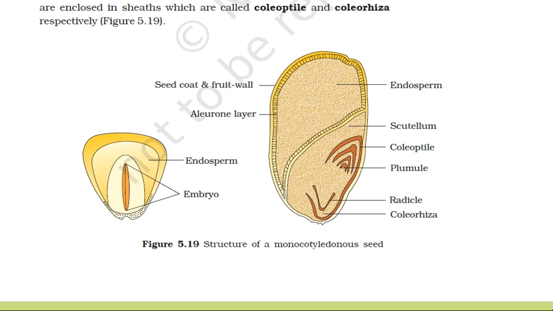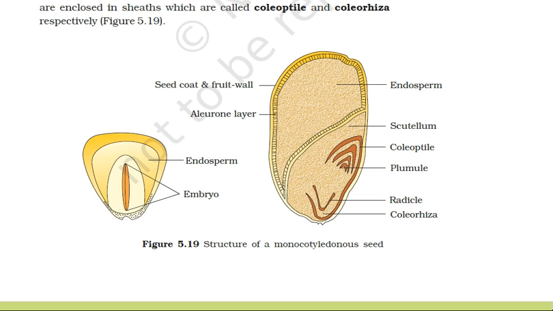You can see the endosperm is bulky and stores food. Its outer layer is made up of a proteinaceous layer called the aleurone layer, and the embryo is small and situated at one end of the endosperm. It consists of one large shield-shaped cotyledon called scutellum and a short axis with a plumule and a radicle. The plumule and radicle are enclosed in sheaths called coleoptile and coleorhiza respectively.